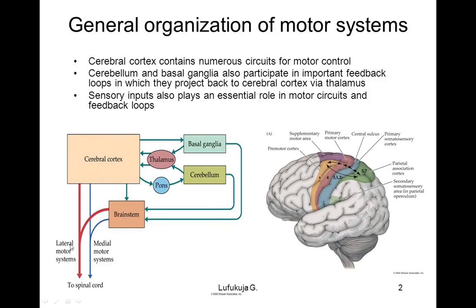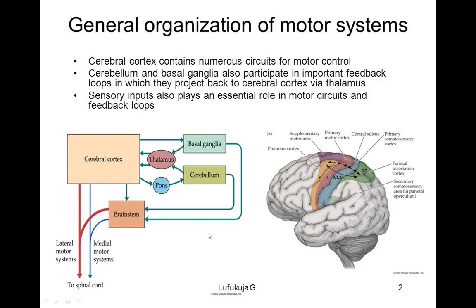And these are the lateral motor systems I was speaking about. The lateral motor system involves fine skilled movement. These are the medial motor systems, which involve the generation of postures for execution of the desired or meaningful movements.